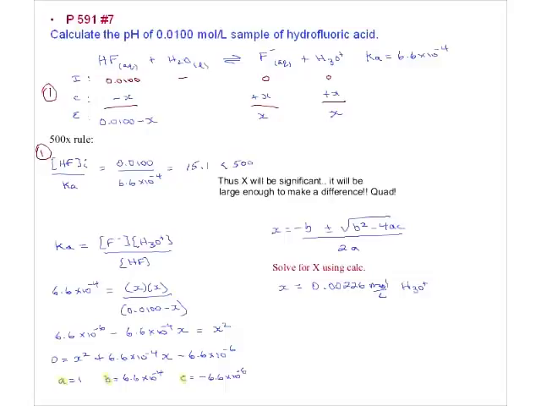And now that we have the value for x, we can easily get the pH. That's 2.26 times 10 to the minus 3. So I'm expecting a pH somewhere around 2 or 3. And there we go, it's 2.65.